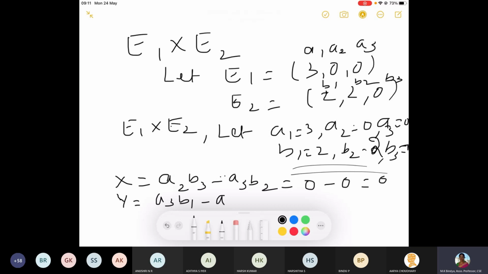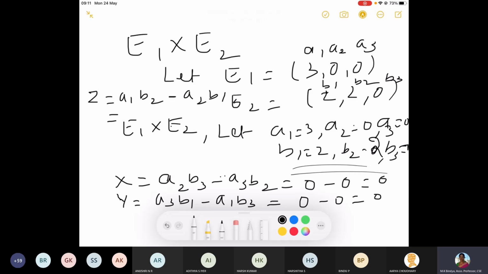Next, A1, B3. According to this, A3 is 0, and 0 multiplied by any number is 0 itself. Then A1 is 3, B3 is 0. Again, it will be 0 itself. Got it? Then what about the Z? Z is equal to A1, B2 minus A2, B1.